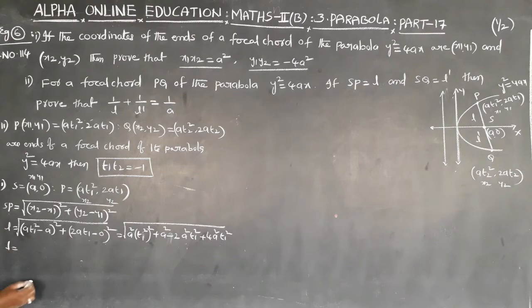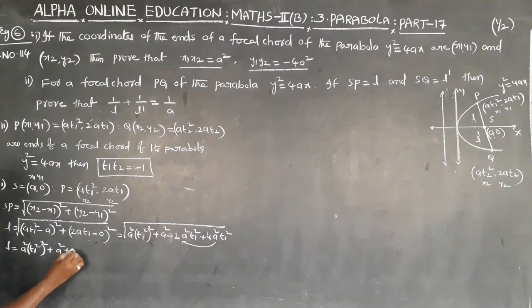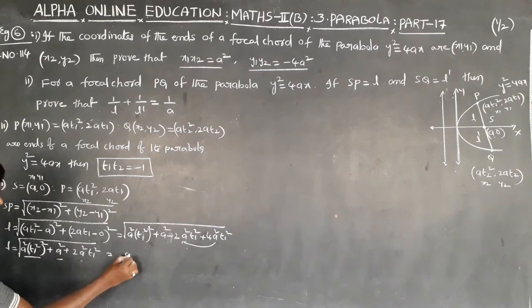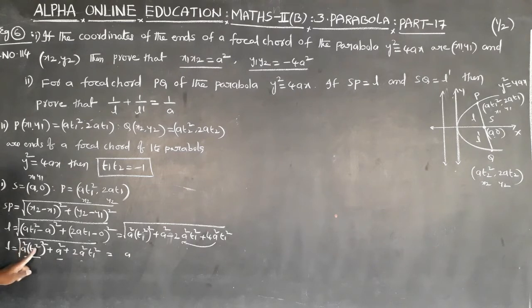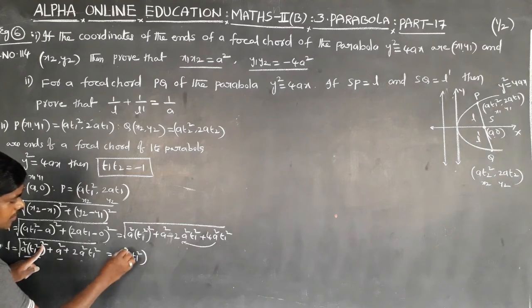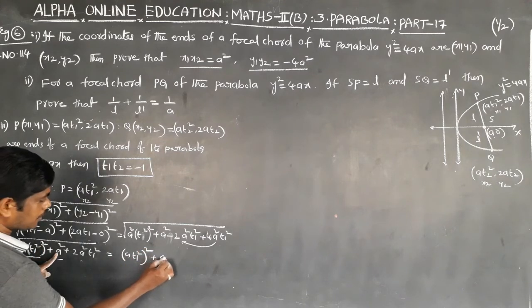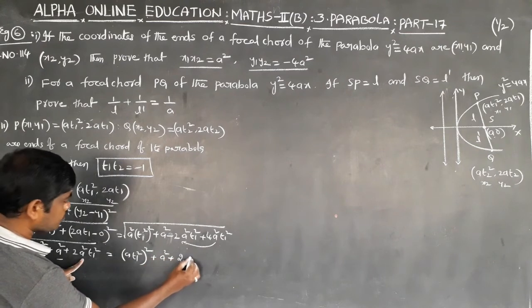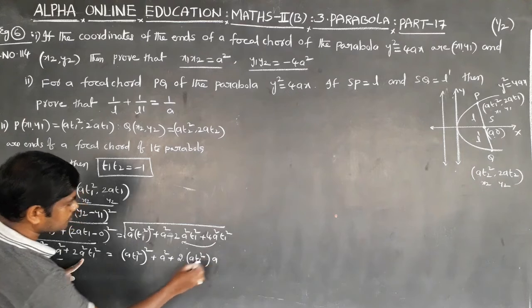Here L is equal to the square root of (a t1 square minus a) whole square plus 4a square t1 square, which is a square t1 square whole square minus 2a square t1 square plus a square plus 4a square t1 square. This is the a square, this is the b square, this is the 2ab, equal to (a plus b) whole square. (a t1 square) whole square is equal to, write down, (a t1 square) whole square plus a square plus 2 a t1 square into a.